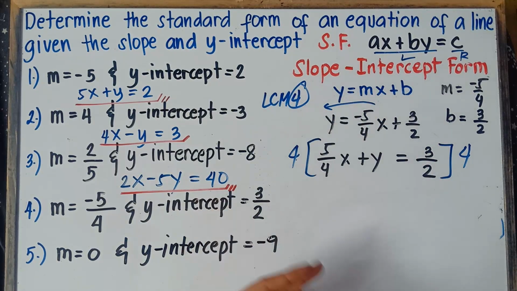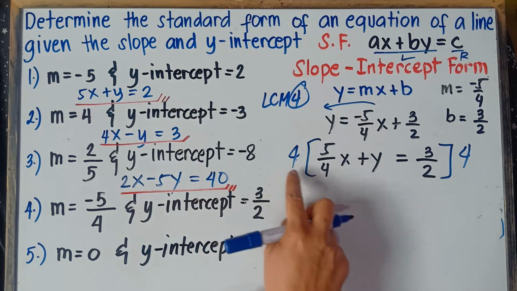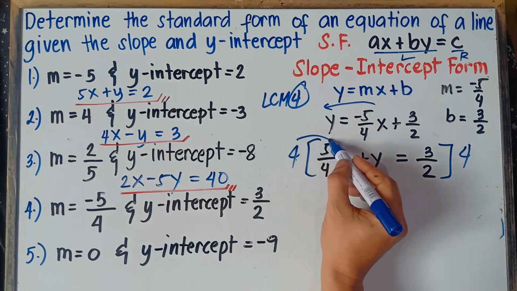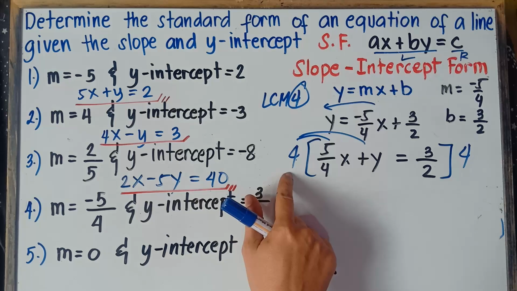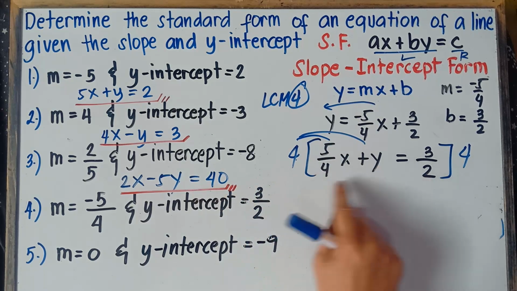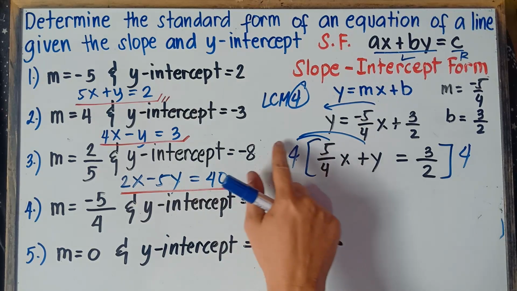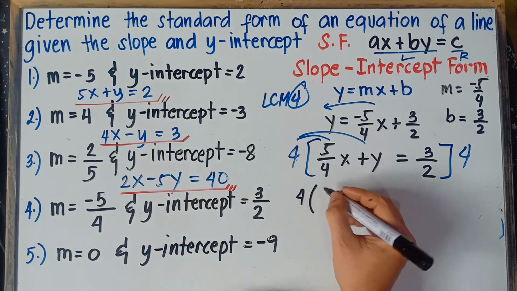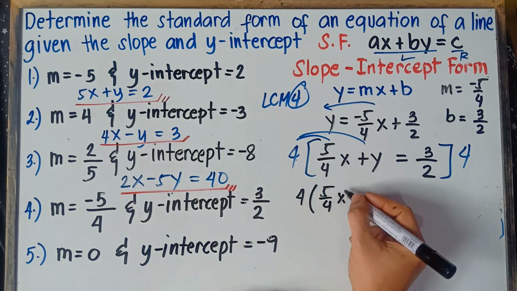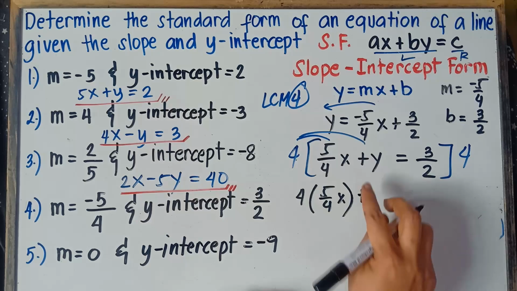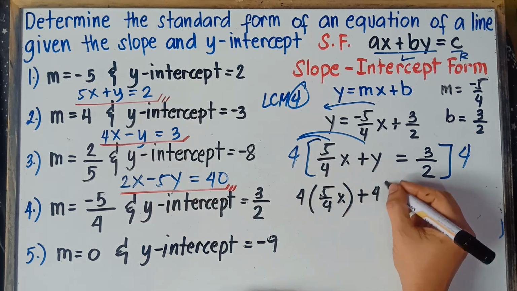Alright, now once you get the LCM, class, we can simply cancel this out. We can multiply this one, so simply do the distributive property. No need to change the sign, class. It should be positive because this is already positive. So multiply both sides by positive 4, and then simply do the distributive property. So 4 times 5 over 4x, plus, copy the plus sign, 4 times y.